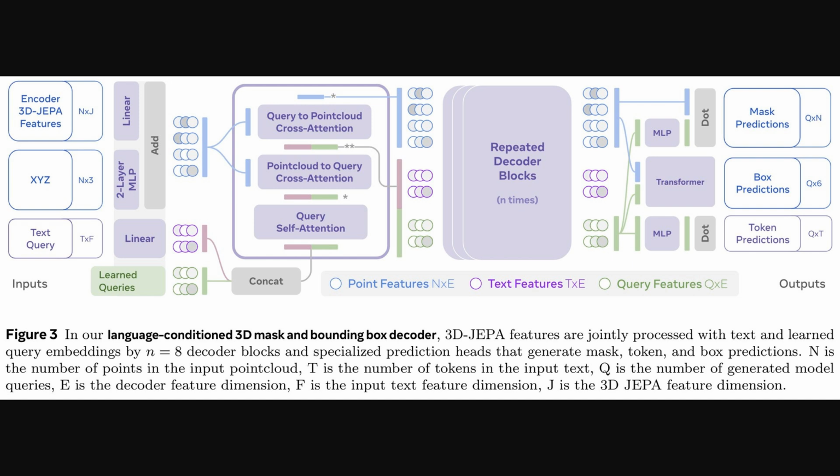These blocks use different types of attention mechanisms, which are ways for the model to focus on the most relevant parts of the data, like linking specific words in the query to parts of the 3D scene. Finally, specialized prediction heads, including a multi-layer perceptron, or MLP, which is a common type of neural network component, and a transformer, generate the final outputs, the mask predictions, the bounding box predictions, and also token predictions.